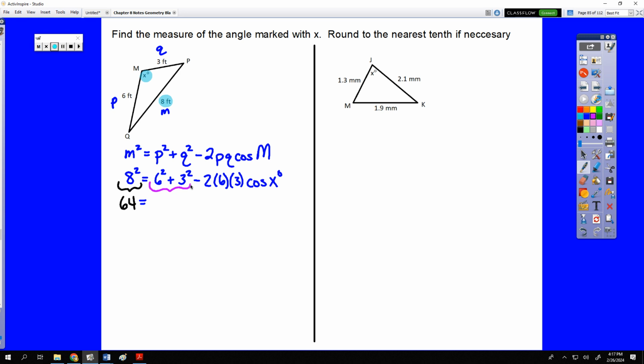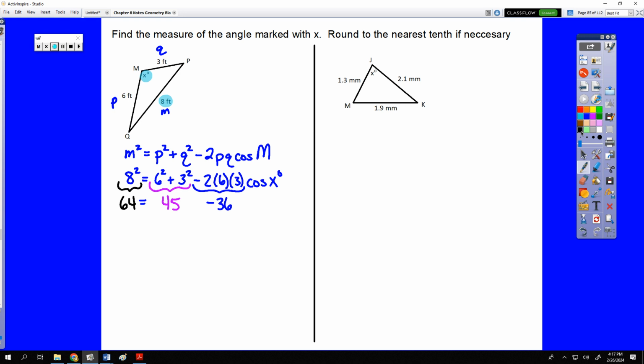Okay, then we've got 6 squared plus 3 squared. You can put that in your calculator right now. All of that can be put in there. And that is 36 plus 9, which is 45. And then the final piece that you are allowed to put into your calculator all at one time is the negative 2 times 6 times 3, which is negative 36.